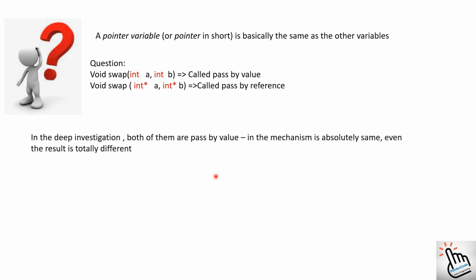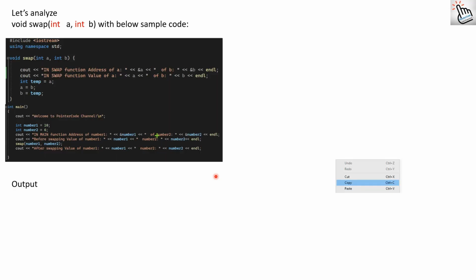Actually, in essence, both of them are pass by value. The mechanism is absolutely the same, even though the result is totally different. So let's deep dive into it. We will analyze the first function, swap int A and int B, with the sample code below. I think the code is very simple and you can write it yourself.